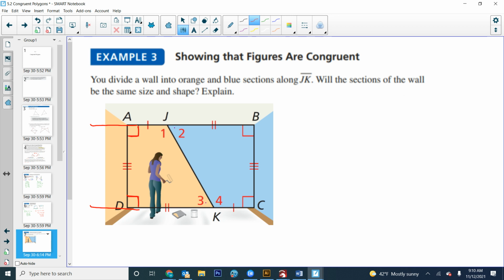Supplementary. Remember? If same side interior angles are supplementary, then the lines are parallel. Remember that? Definitely. So guess what? These lines are parallel. Now that they're parallel, alternate interior angles are congruent.